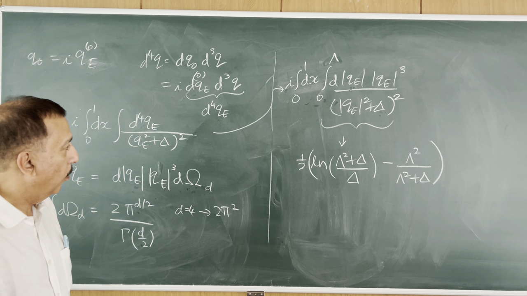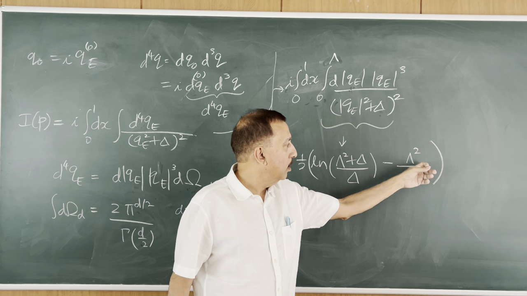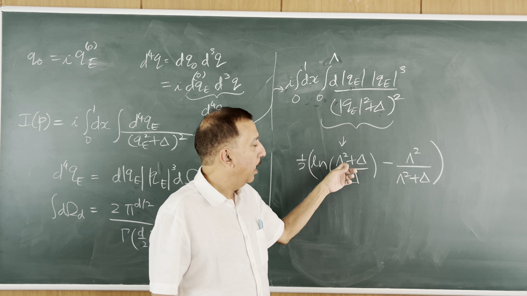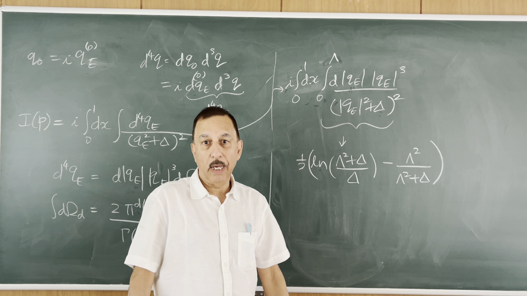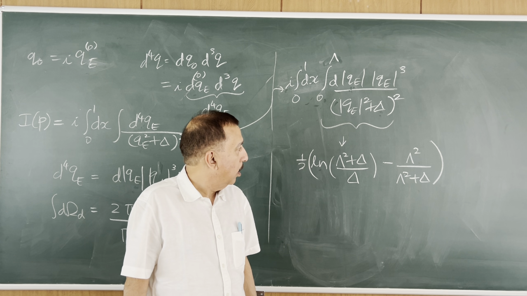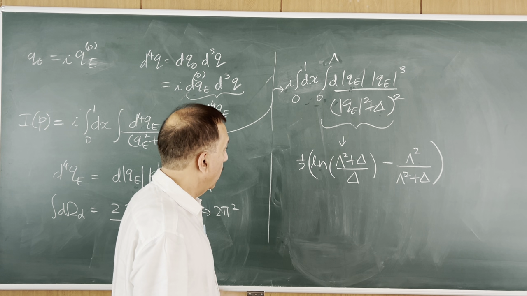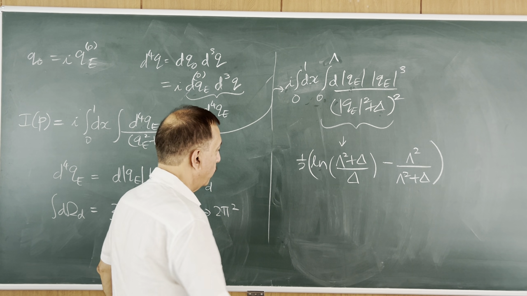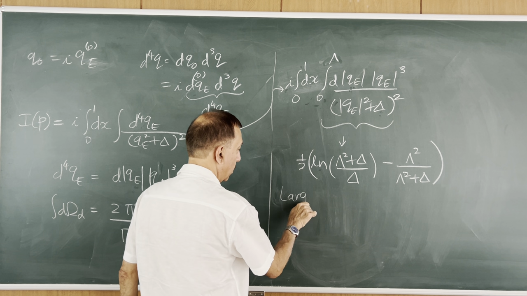Okay, and now we see the problem. If I try to take lambda to infinity, this term is okay, it just goes to minus 1. If I take lambda to infinity here, however, I get log of lambda squared, and that's really the problem. So, let's try to fix that. Let's first try to understand the behavior of this answer for large lambda. So, let's say lambda is large.